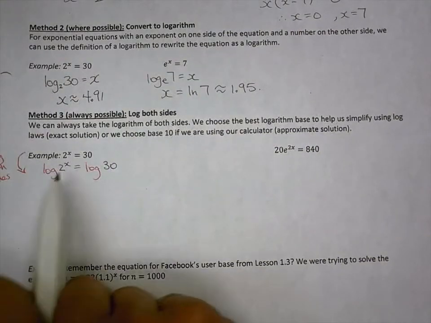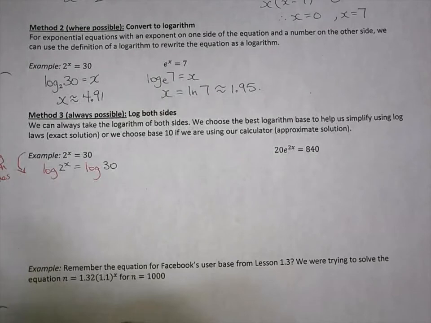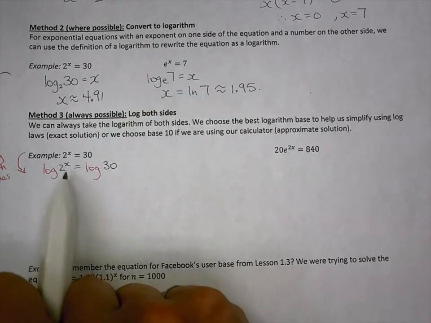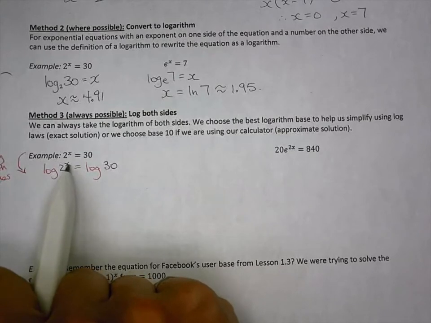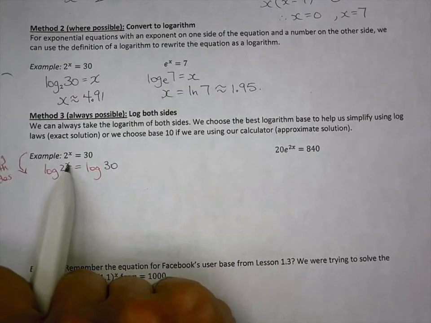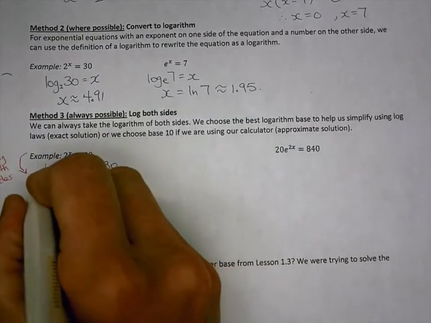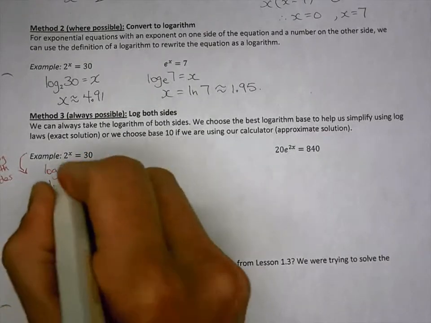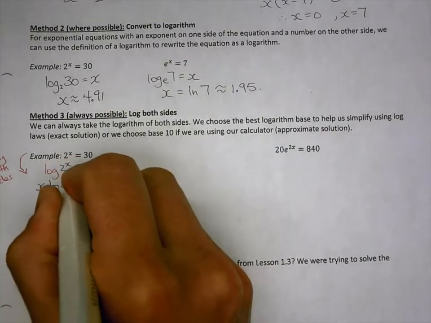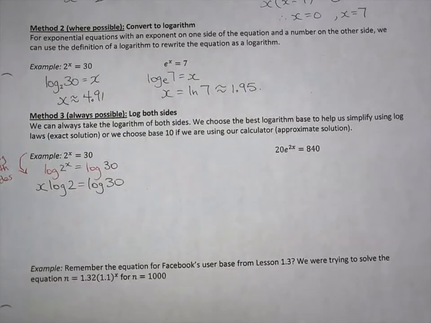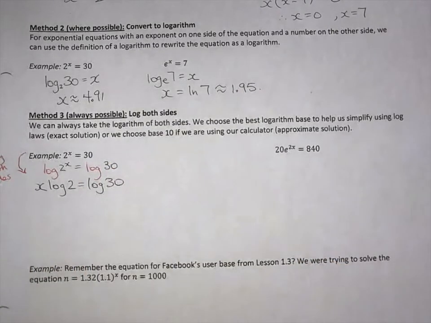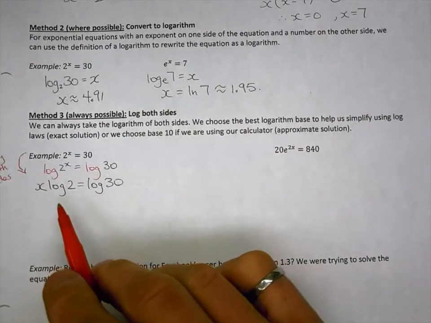Now, once you get this done, you want to solve for x using your log laws. One log law that we know is the third log law, I can bring this exponent down in front. That's a valid thing I'm allowed to do. So now the log of 2 to the power of x becomes x log 2 equals log 30. Now, my whole problem was I wanted to isolate for x.